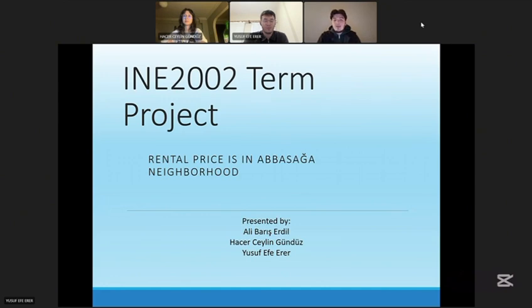Hello everyone, in this project we analyze the rental prices in Abbas Ağa neighborhood located in Beşiktaş, Istanbul. This is a central and popular area where rent values are influenced by features like apartment size, furnishing status and building amenities.